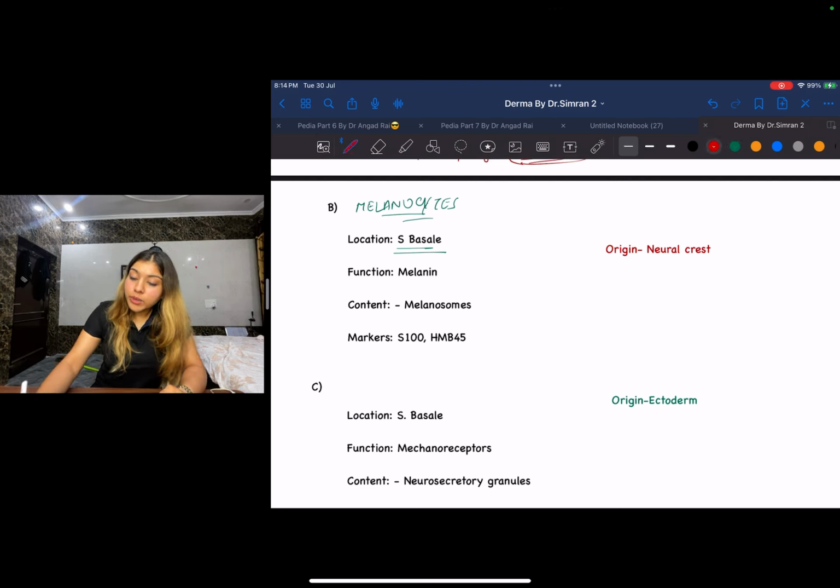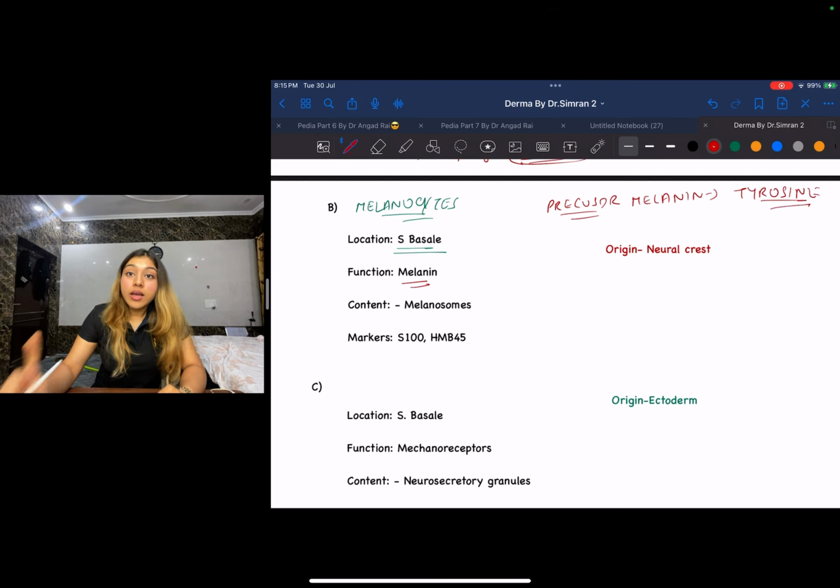Now let us move into a little biochemistry. What is the precursor of your melanin? That is going to be your tyrosine. Tyrosine. Now there is one more confusing point, melatonin.